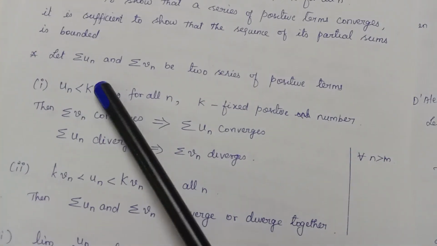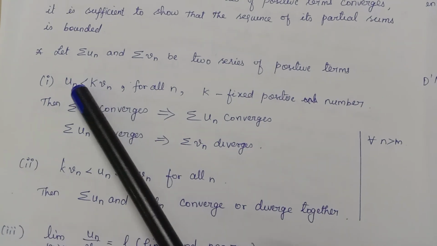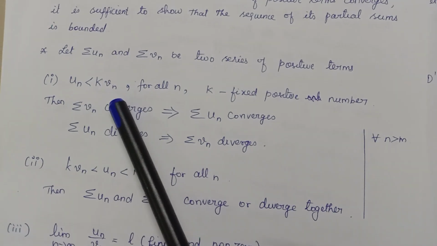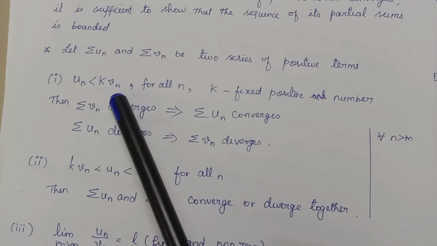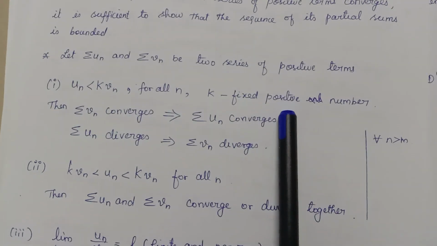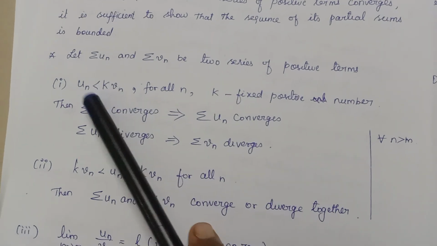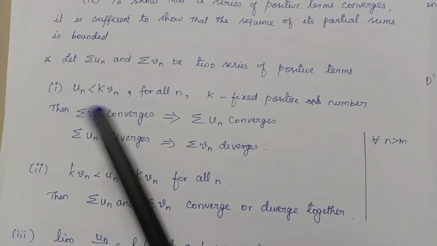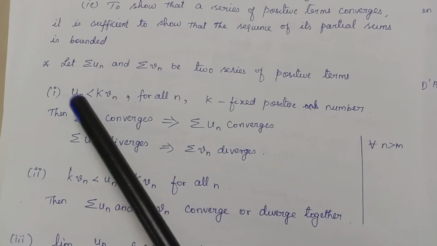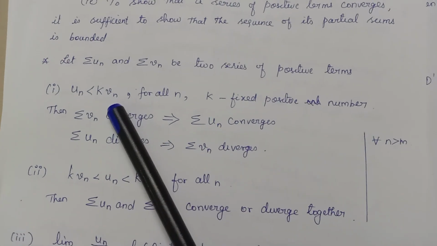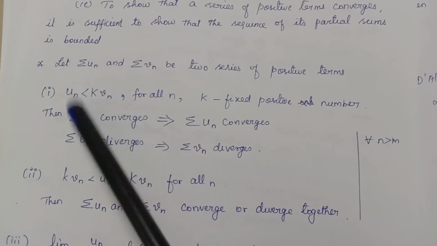Let sigma un and sigma vn be two infinite series of positive terms. The first comparison test: suppose un is less than k times vn, that is, each term of the series u is less than k times the terms of vn, where k is a fixed positive number. If vn is convergent, then un is also convergent. If un is divergent, then vn is also divergent. What do you mean by this? All the elements of un are dominated by vn. Less than means un is dominated by vn, or vn dominates un.